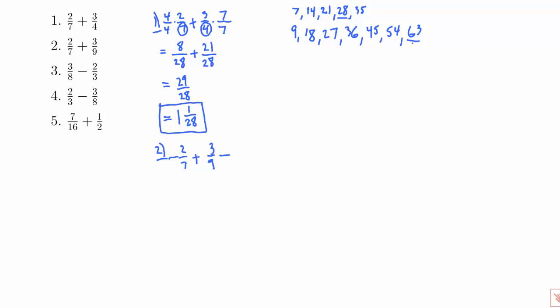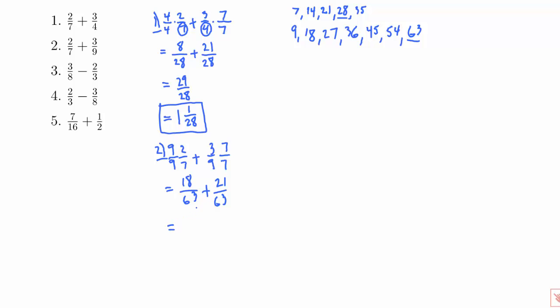Again, we need to multiply both fractions by something. 7 times what gives me 63? Well, in this case, 9. So we're going to multiply by 9 over 9. And the 9 times 7 is 63. Then multiply straight across. 9 times 2 is 18. 9 times 7 is 63. 3 times 7 is 21. 9 times 7 is 63.